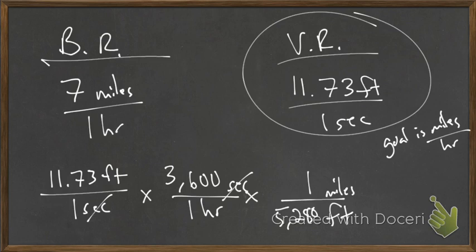Now watch what happens with my units for feet. You ready? This one cancels this one. And look what I'm left with. Miles per hour. I'm left with miles per hour. So when you do it, 11.73 times 3,600 divided by 5,280, we get just about 8 miles per hour.